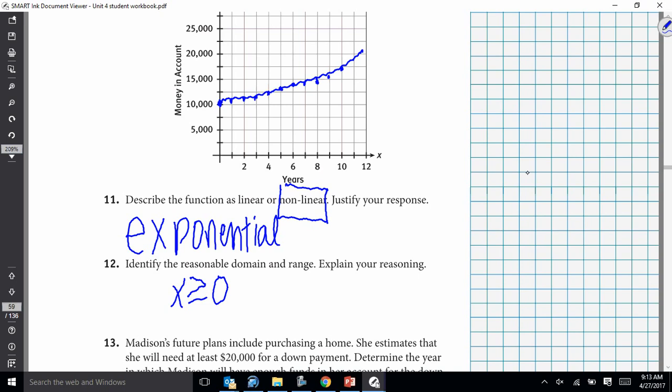All right, what about range? That's our y values, right? So looking at our y-axis, what's the least amount of money she's going to have in that account? What's the least amount that our graph is going to have here? 10,000, right? The bank's not going to say, oh, we lied, we're going to take some of your money, because Madison's going to get down there and give them a piece of her mind, right? So the least amount of money that she's going to get out of that account is how much money? $10,000. So y is going to be greater than or equal to $10,000.